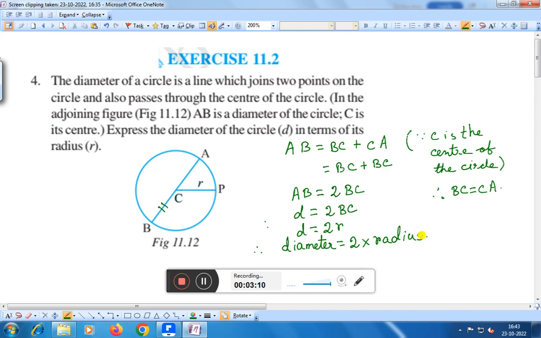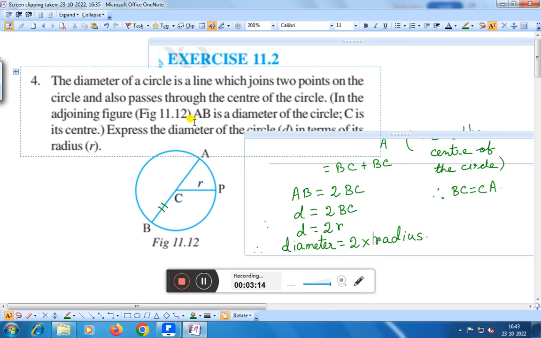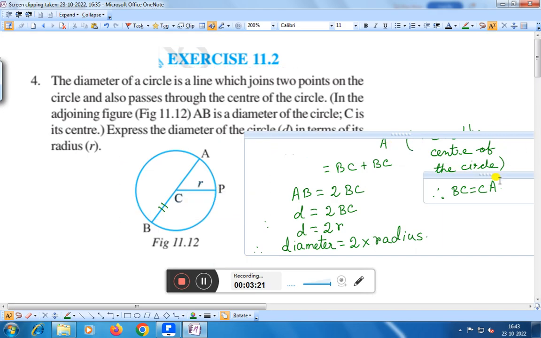This is the relation between diameter and radius. Let me repeat once again. Here you see that AB is the diameter of the circle, and C is the center of the circle. Therefore, we can say that C is the middle point of AB, right? Therefore, BC is equal to CA.